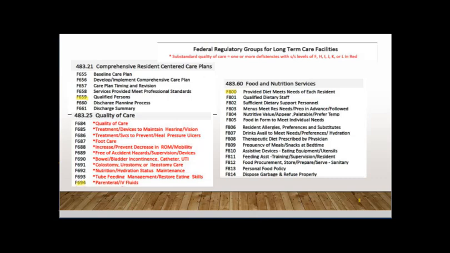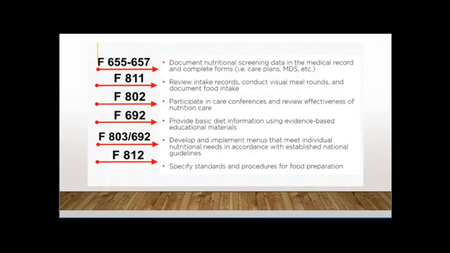It tells exactly, based off of the groups here, like I showed you. And coming back to the rest of the scope of practice, we have that all listed out. Notice, like I told you, there's 600 tags as well as 800 tags. If you look at the one that's F803 and 692, that's developing and implementing menus that meet the individual needs.